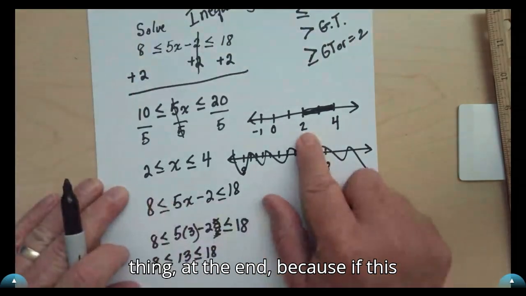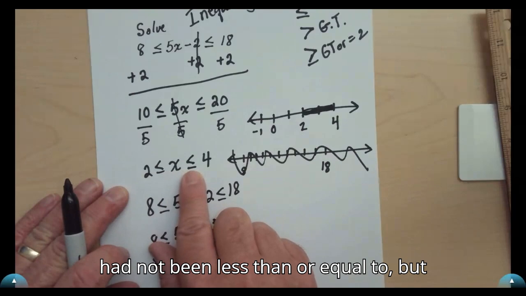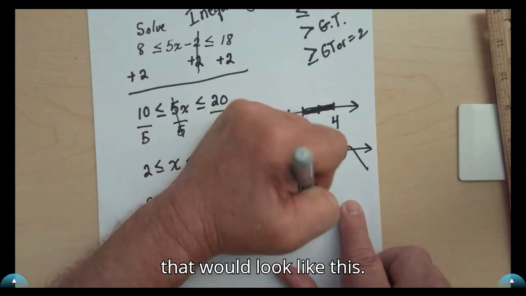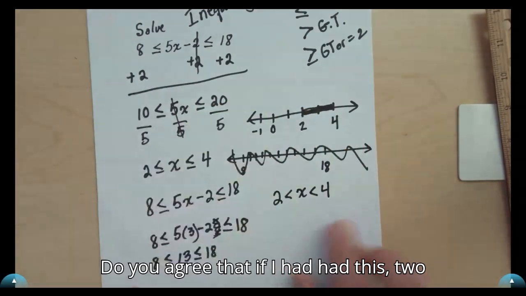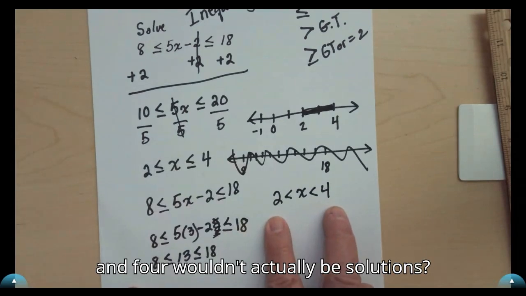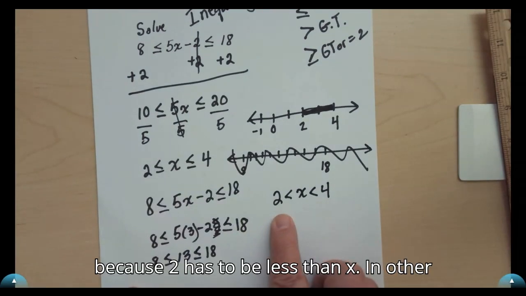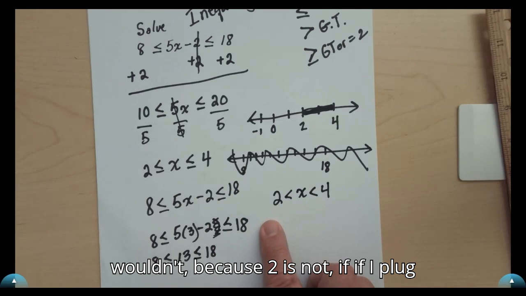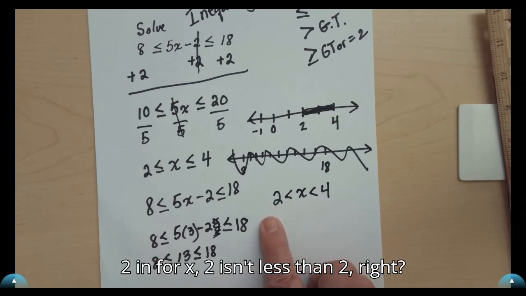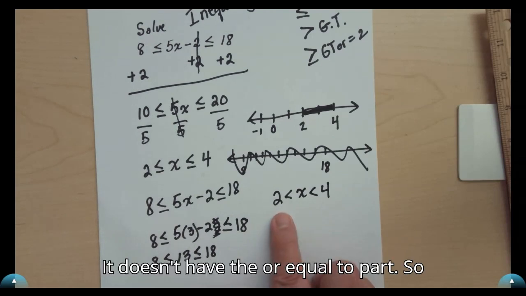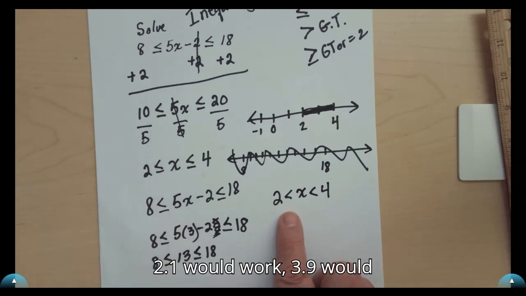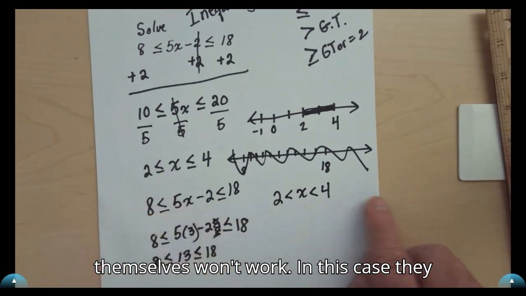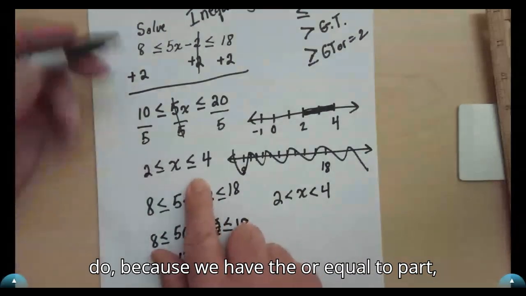Now, here's the thing. If this had not been less than or equal to, but had only been less than, it would look like this. Do you agree that if I had this, 2 and 4 wouldn't actually be solutions? Because 2 has to be less than x. In other words, 2.1 would work, but 2 wouldn't, because if I plug 2 in for x, 2 isn't less than 2, right? It doesn't have the or equal to part. So 2.1 would work, 3.9 would work, 3.99 would work, but 2 and 4 themselves won't work. In this case, they do, because we have the or equal to part.